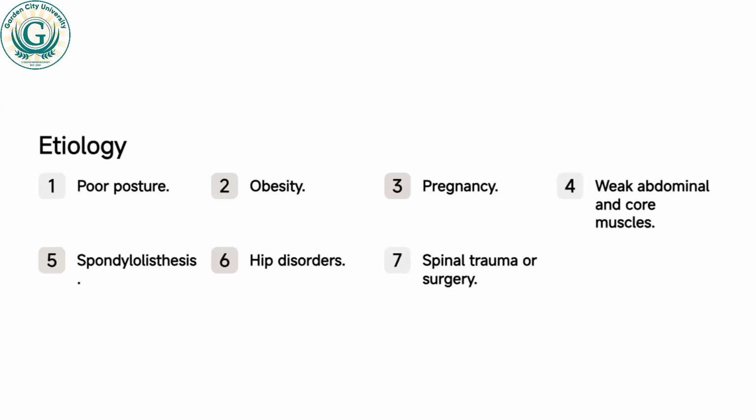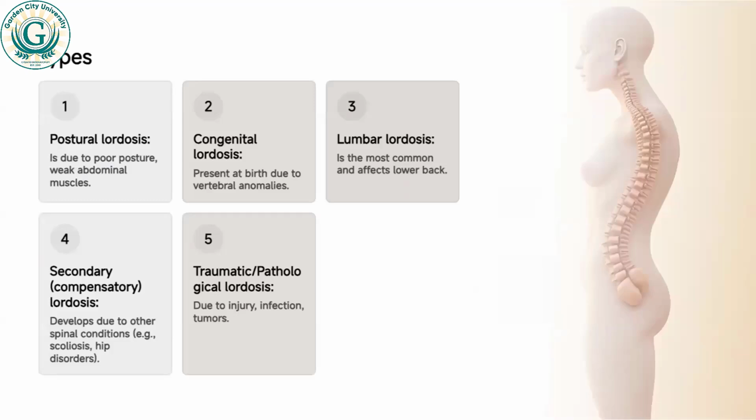So once you get an infection of the spinal cord, you are likely exposed to lordosis. Hip disorder: when you have any condition, trauma, or infection that leads to your hips being affected, it can also lead to lordosis. Spinal injury or spinal trauma can also lead to that. So the types also follow as a result of the cause.